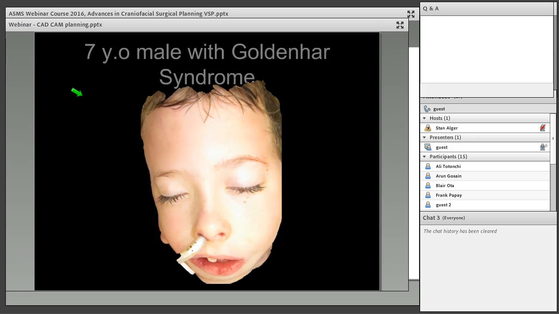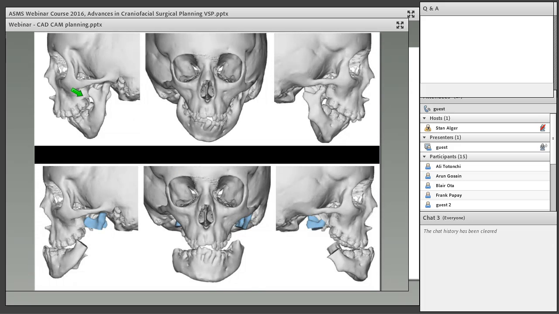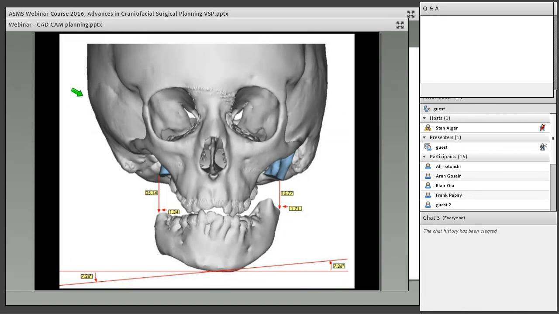This is actually a distraction case I did with Dr. Pape. He's a 7-year-old male with Goldenhar syndrome, and we used virtual surgical planning. You can see he has a type 2 Kaban classification, and so we planned his distraction vectors. And actually, his parents could not come to the clinic quite regularly because of their schedule.